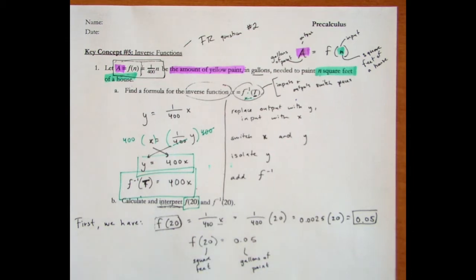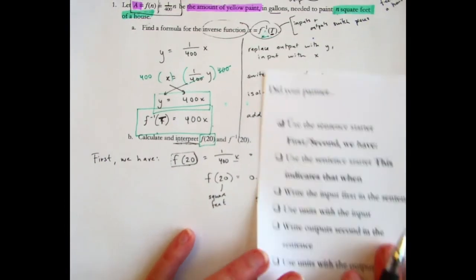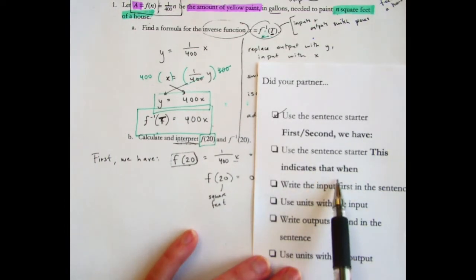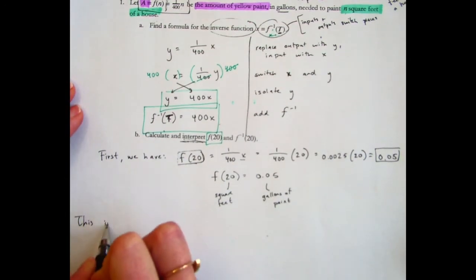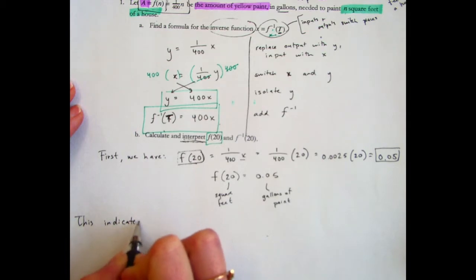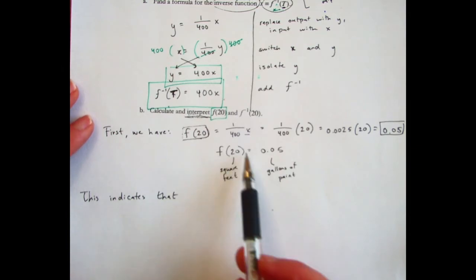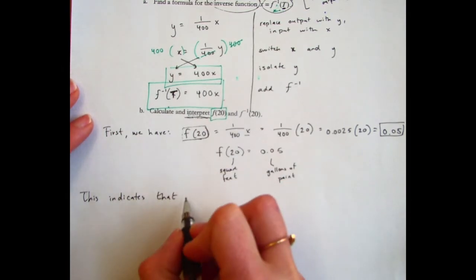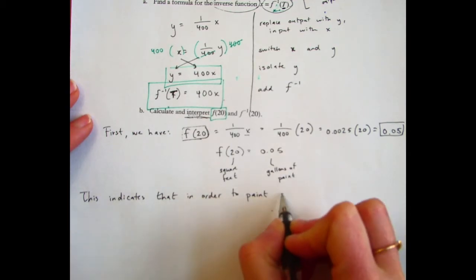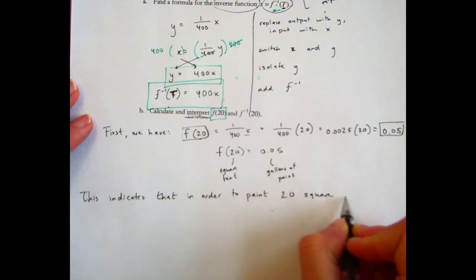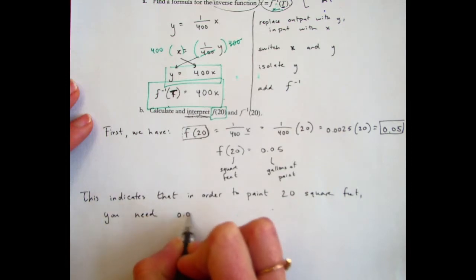Okay, now to put this in a sentence, I'm going to go back and use my next sentence starter. This indicates that when, in order to paint 20 square feet, you need 0.05 gallons of paint.